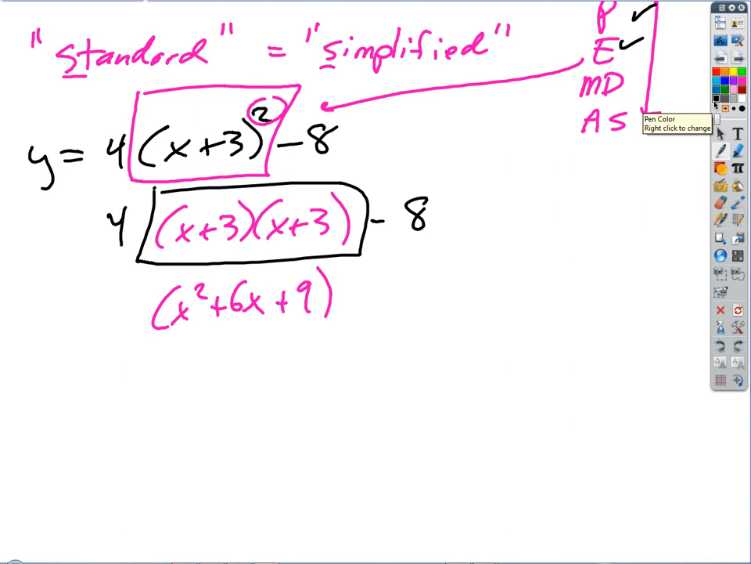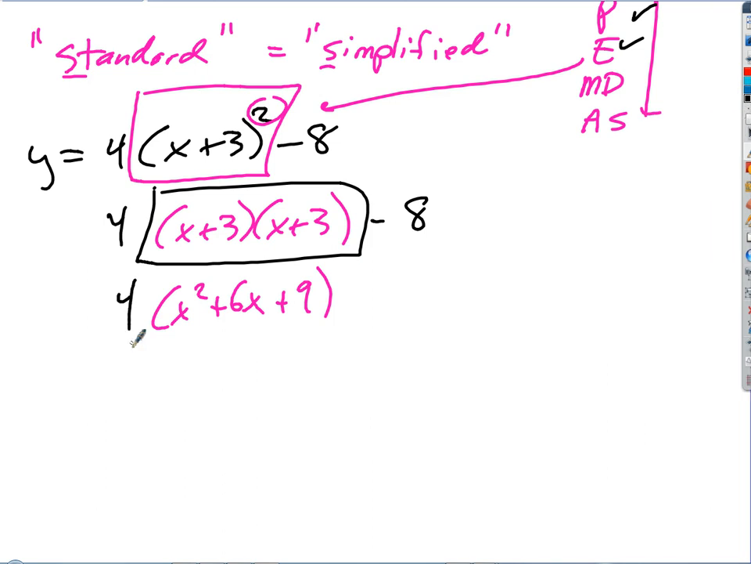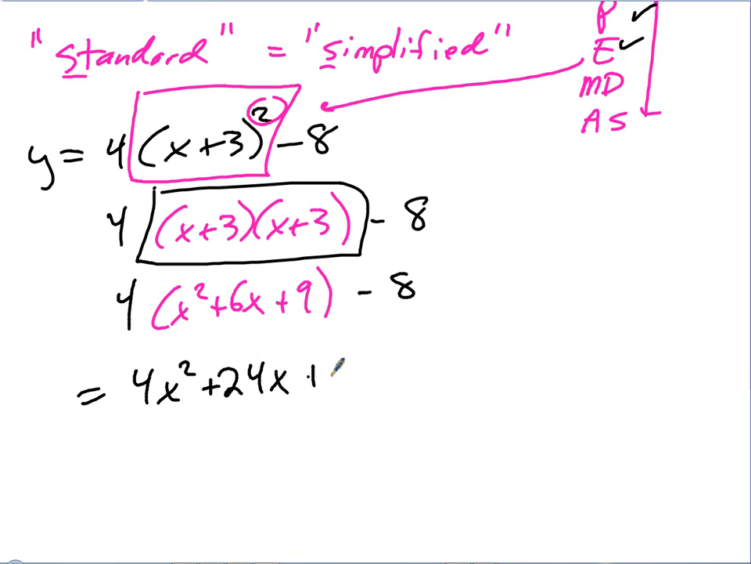Now notice I put that in parentheses. That's important because this whole thing is still going to be multiplied by 4, so it needs to be a quantity in parentheses. Minus 8, and then now if I distribute the 4, I'm going to get 4x squared plus 24x plus 36 minus 8. So that was our multiplication, right? We distributed the 4. That's multiplication. The last step?